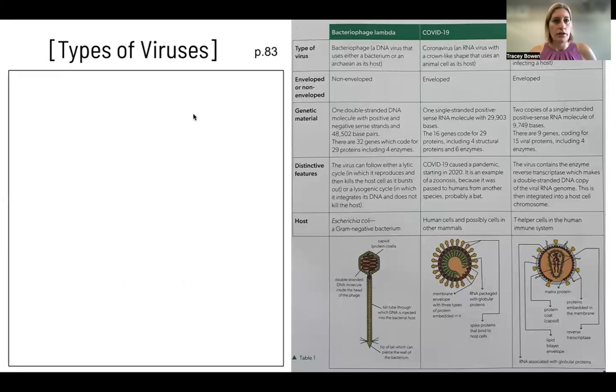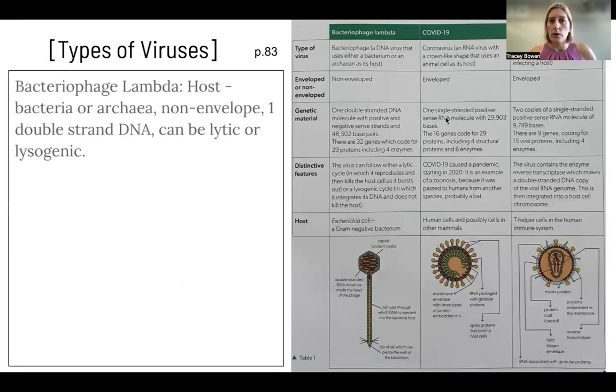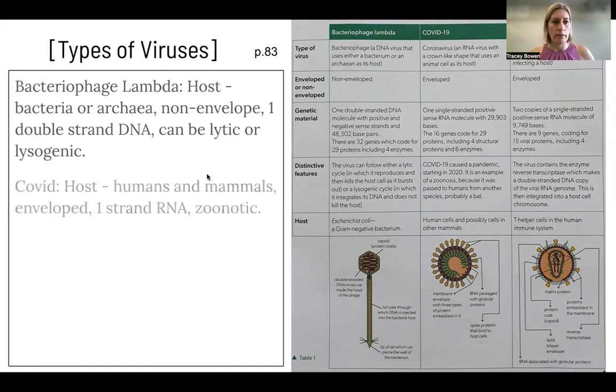So back to the types of different viruses. This is in your textbook specifically. Bacteriophage lambda: bacteriophages work on bacteria, so they're viruses that infect bacteria. Their hosts are going to be bacteria or archaea. They don't have an envelope. They have one double strand of DNA, and they can be lytic or lysogenic.